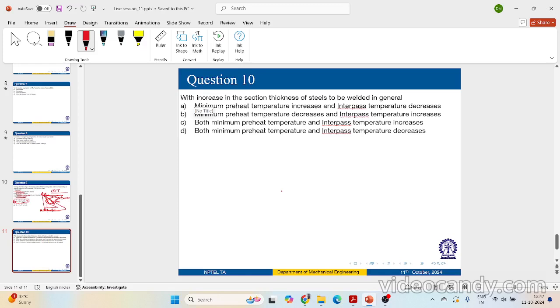Option A: temperature will increase if we increase the thickness. So with increase in section thickness of steels to be welded in general, this minimum preheat temperature and interpass temperature, will it increase or decrease? Minimum preheat temperature increases. So both minimum preheat temperature and interpass temperature will increase with increase in section thickness. Okay, so C is true, and this is also true for increase in carbon content and increase in alloying content. Increase in thickness, carbon content and alloy composition.